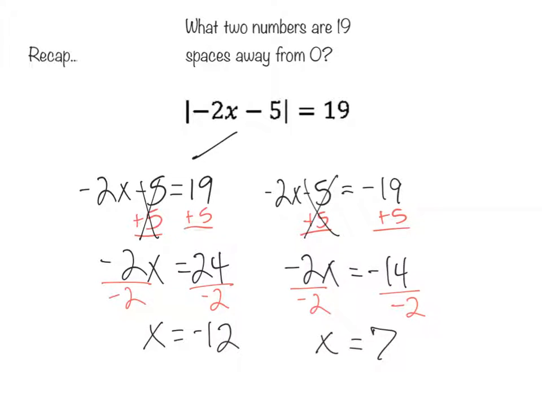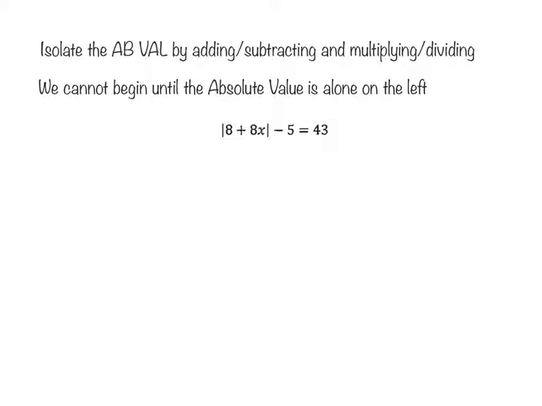Okay, now let's get started on number 1 on your paper. Stay with me, do not look ahead. All right, here we go. Our job, look at my little notes on top: isolate the absolute value by adding or subtracting and multiplying and dividing. You've got to get rid of everything so that we cannot begin until the absolute value is alone on the left.